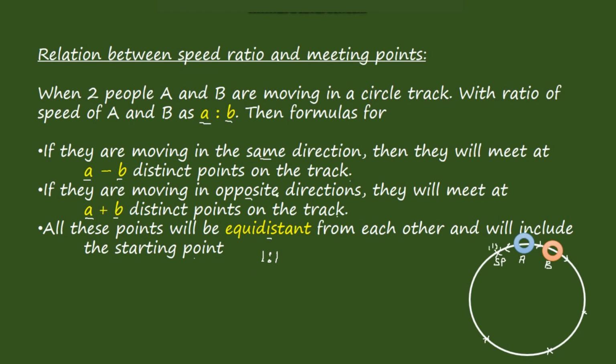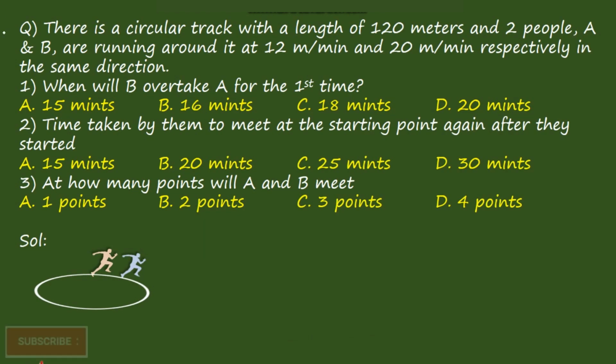Now, solving problems on circular track. Come to the first question. There is a circular track with a length of 120 meters, and two people A and B are running around it at 12 meters per minute and 20 meters per minute respectively in the same direction. First, when will B overtake A for the first time? Second, the time taken by them to meet at the starting point again after they started. Third, at how many points will A and B meet?